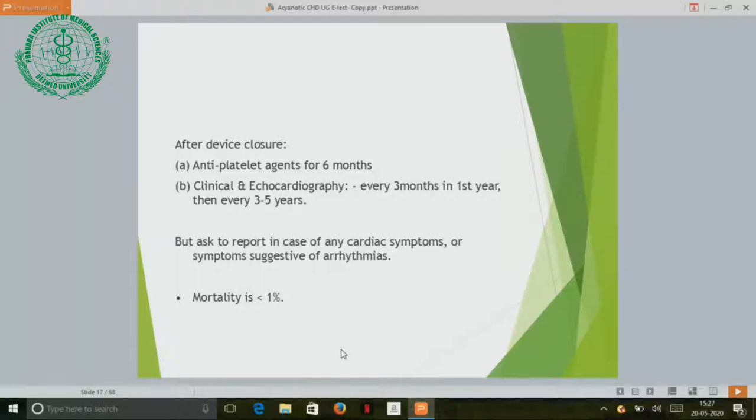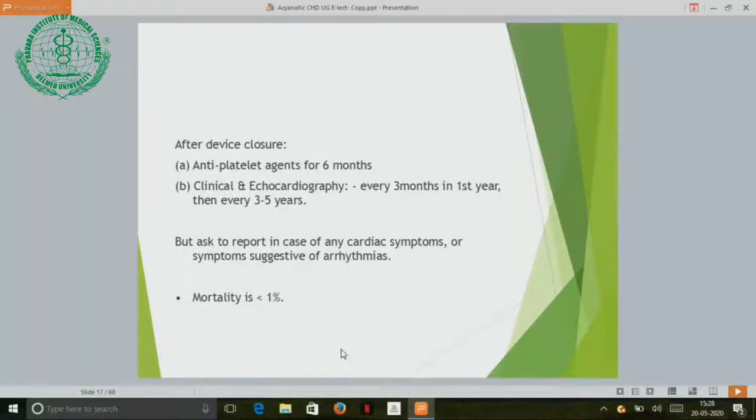In case of ASD device closure, because the device is foreign to the body, there are chances of thrombus formation near the device in the atria. So we have to give antiplatelet medication for up to 6 months. Aspirin in the dose of 3 to 5 mg per kg per day, single dose, or clopidogrel is also used as an antiplatelet agent. After device closure, we have to follow the patient 3 times in the first year, then every 3 to 5 years. But anytime if they develop cardiac symptoms or symptoms suggestive of arrhythmia, then they can be followed in between.